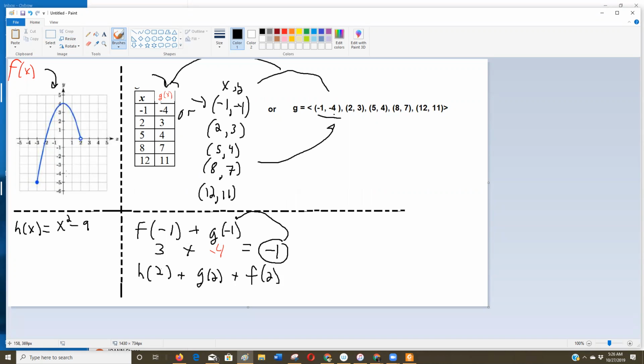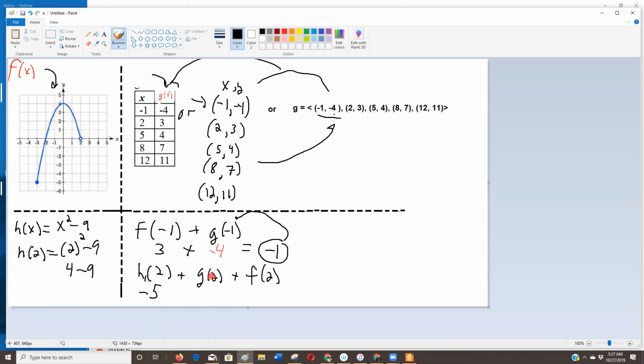How about, now here's a function, this h of x function, that is defined by this formula where we have to square, or multiply the x value by itself, and then subtract 9. So they're telling me find h of 2. Well, h of 2 tells me I'm going to replace the x with a 2 and square it and subtract 9. So 2 squared is 4, minus 9 is -5.